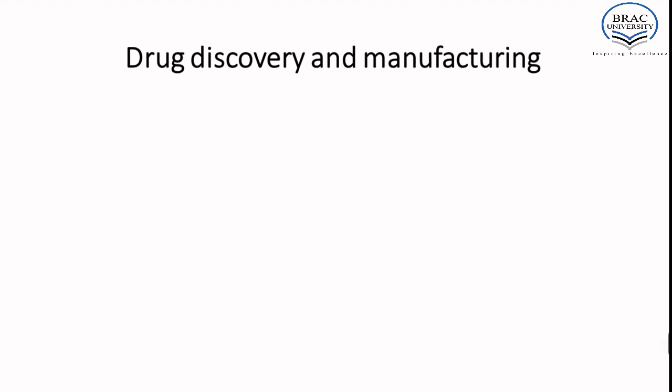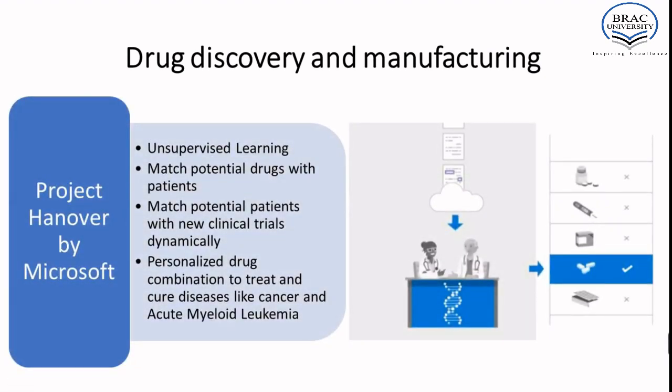Microsoft has recently developed a project named Project Hanover that is based on drug discovery using machine learning. It uses unsupervised learning to match potential drugs with patients. It can also match potential patients with new clinical trials without any human screening. Project Hanover is currently working on personalized drug combinations to treat and cure diseases like cancer and acute myeloid leukemia.